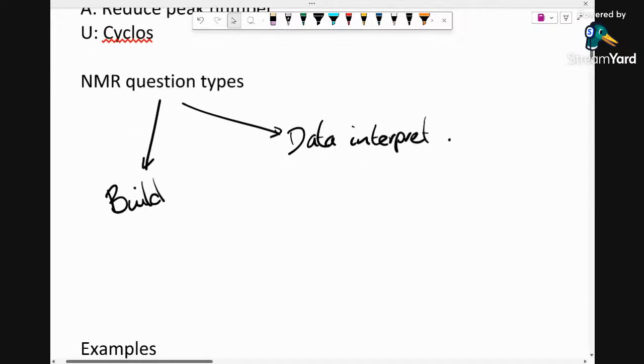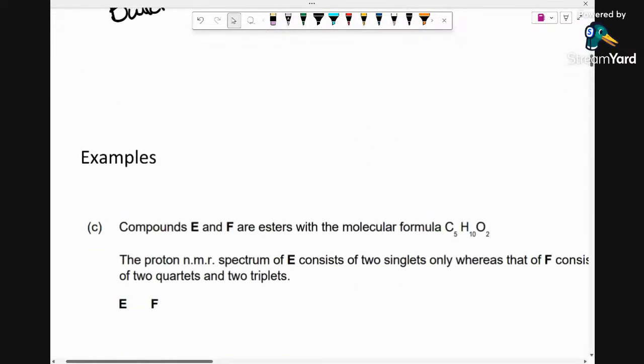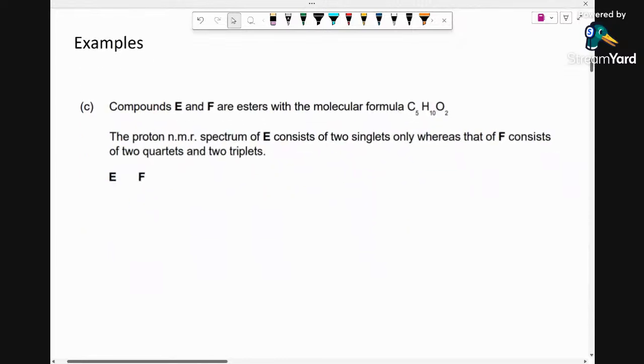Okay, so let's have a look and see where these come in. So the examples of questions that we're going to see. Example number 1 that I've picked: compound E and F are esters with the molecular formula C5H10O2. And it then tells you that the proton NMR spectrum of E consists of 2 singlets, whereas F consists of 2 quartets and 2 triplets.